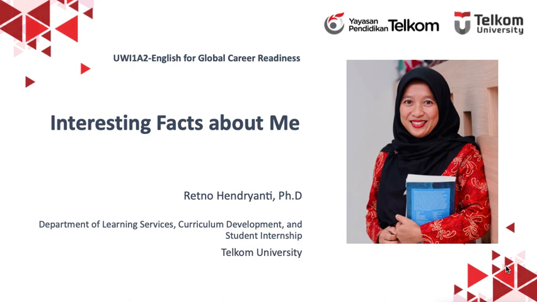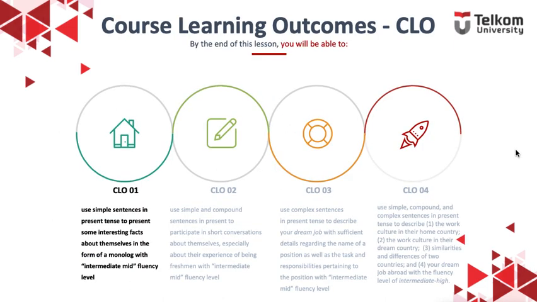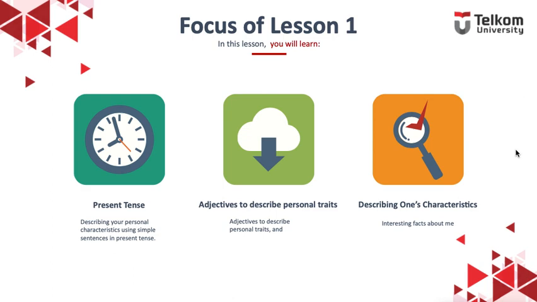Today we are going to talk about interesting facts about me. In this lesson, we are going to learn about present tense, how to describe your personal characteristics using simple sentences in present tense, adjectives to describe personal traits. There are lots of adjectives that you could use today to describe personal traits. You could read and listen to me as I'm explaining it today to you. And you are going to be able to describe one's characteristics, which is your characteristics or interesting facts about yourself.